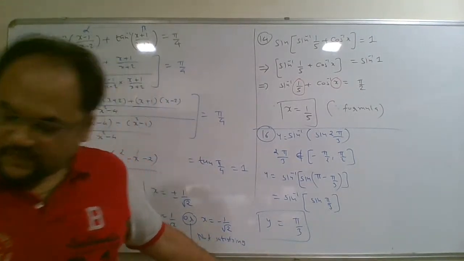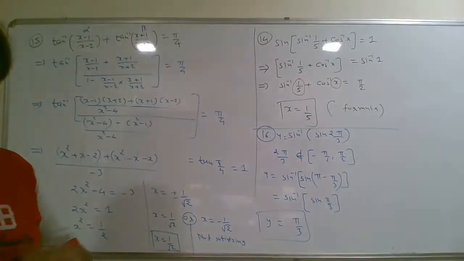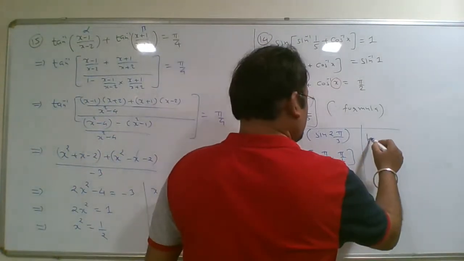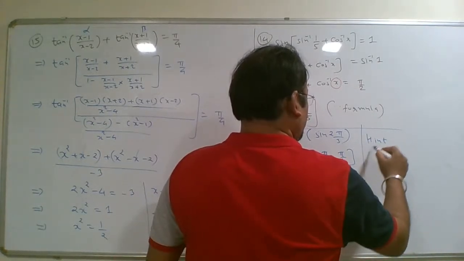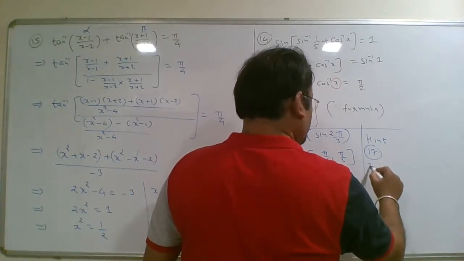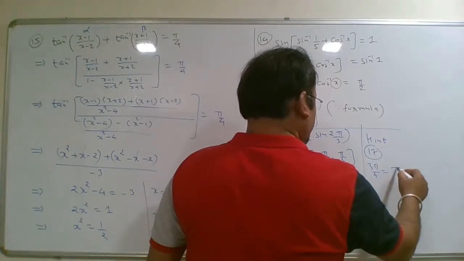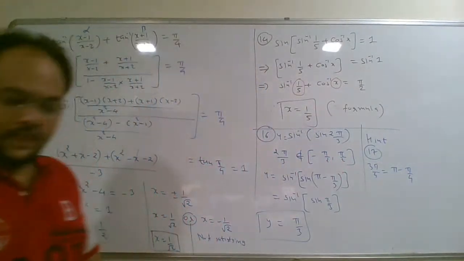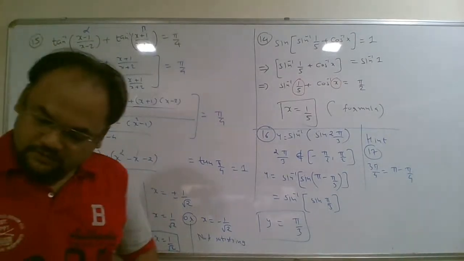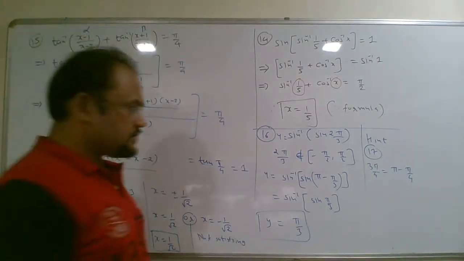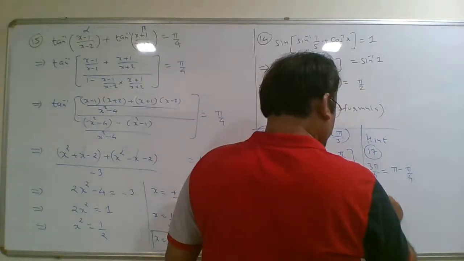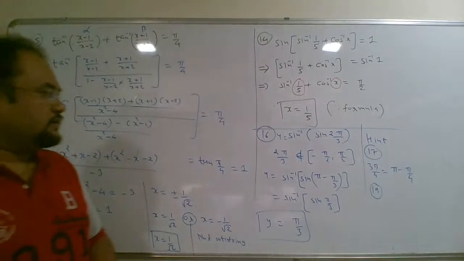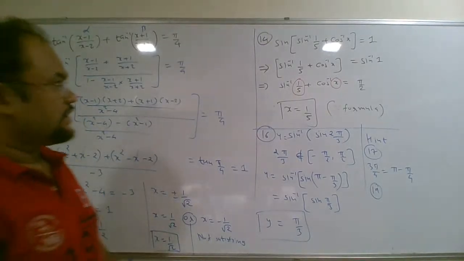So same way, question number 17 try करो. 3 pi by 4 for 17. Hint for question number 17: 3 pi by 4 we can write as pi minus pi by 4. And question number 19 same way. तो 19 करते हैं, 19 ट्राई करते हैं.